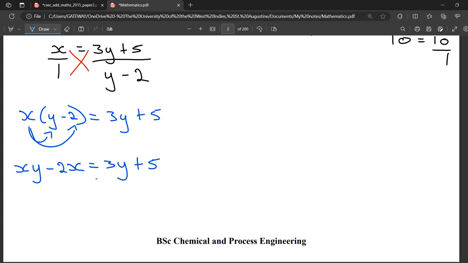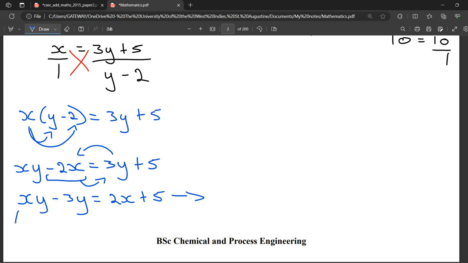So what I'm going to do here now is simply say xy minus 3y is equal to, because I bring this 3y to the left hand side, it becomes negative 3y, is equal to, carrying across this negative 2x to the right hand side, it will become positive 2x plus 5, which remain on the right hand side.